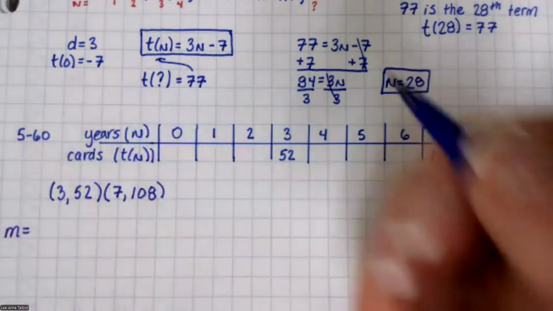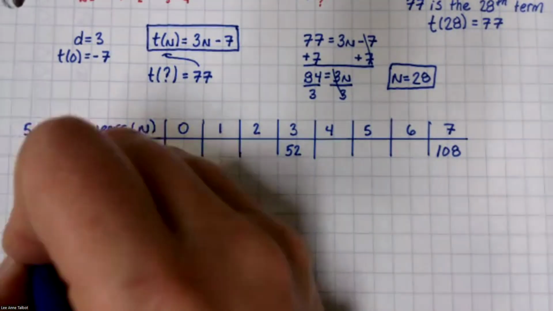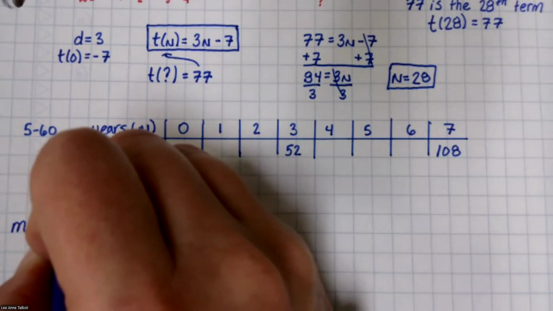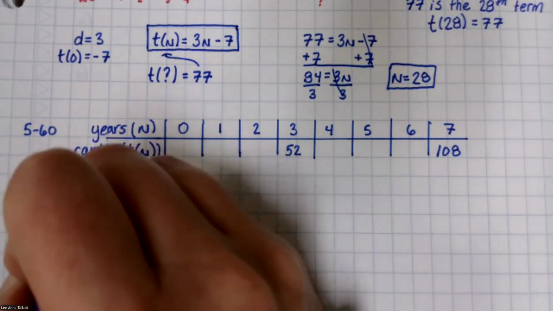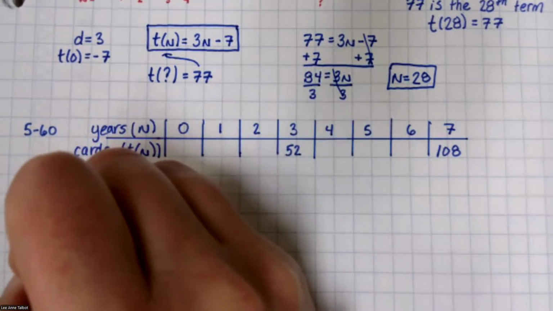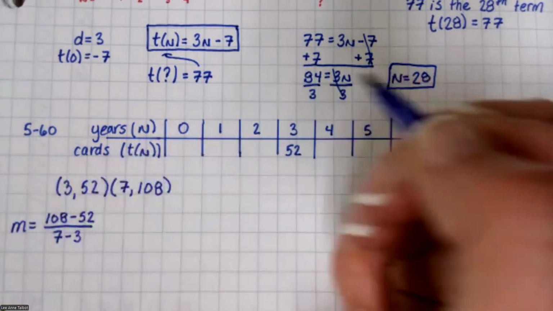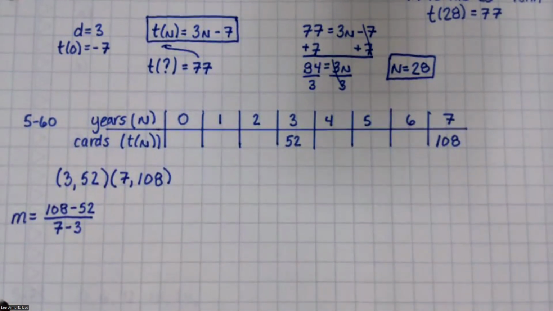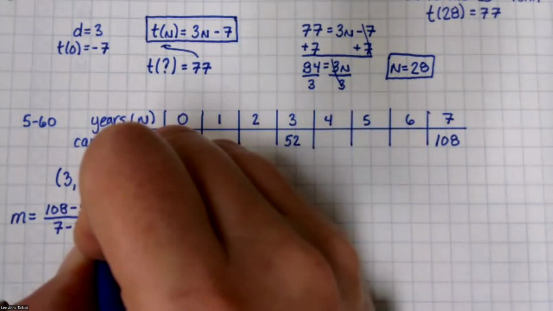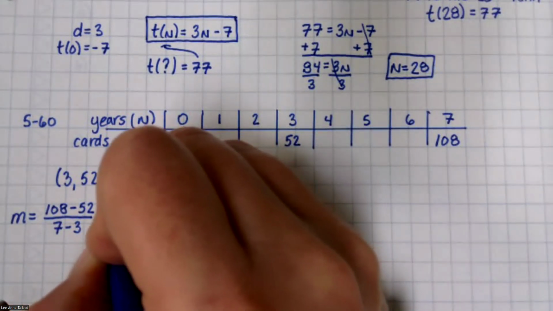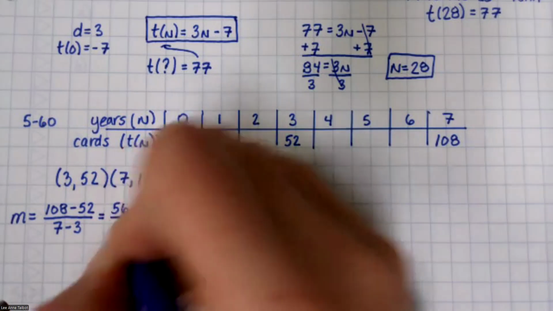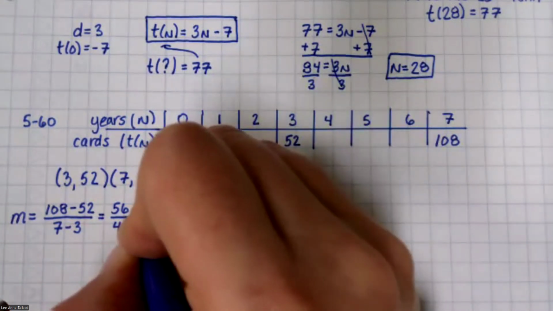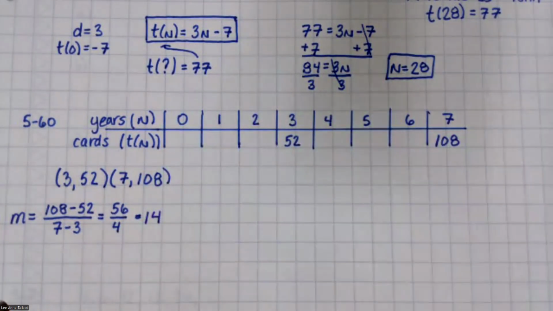m equals y2 minus y1 over x2 minus x1. 108 minus 52 is 56. 7 minus 3 is 4. Equals 14.